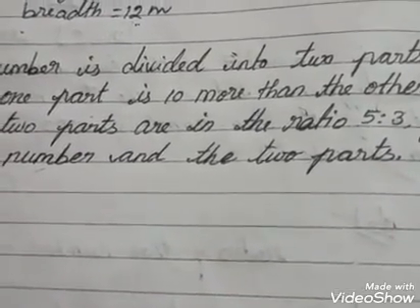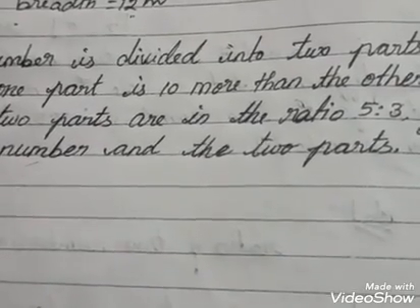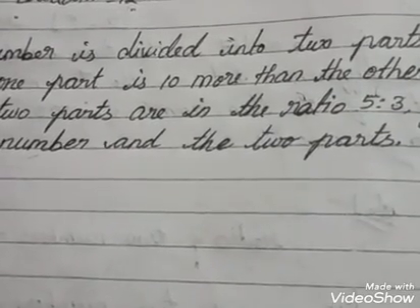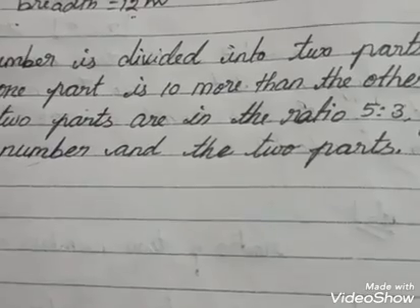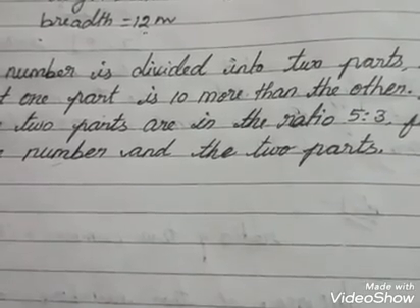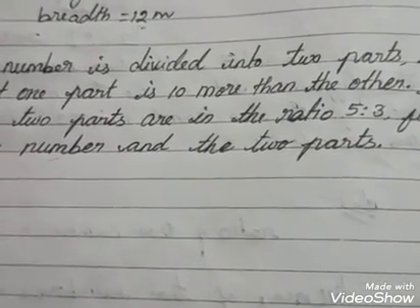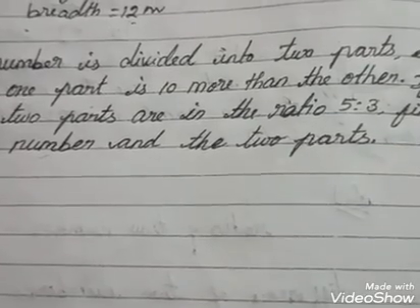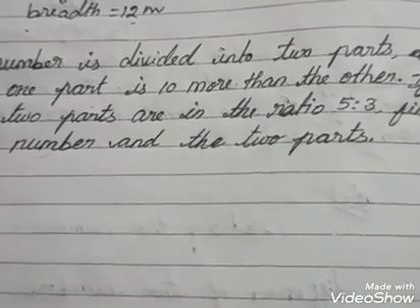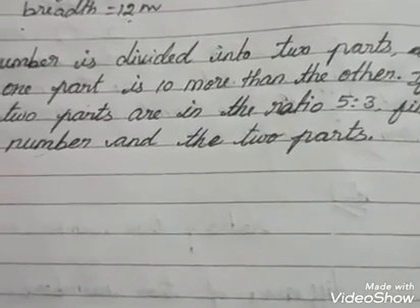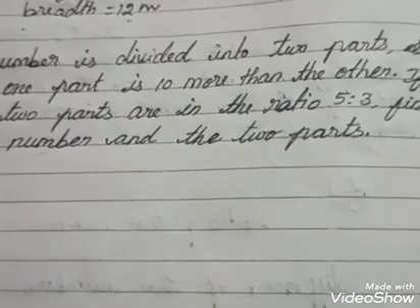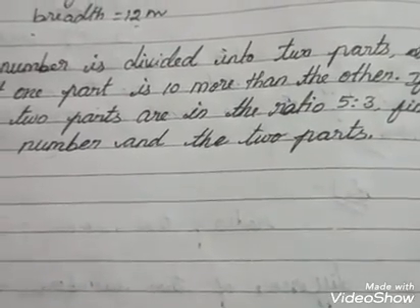For example, A, B are the two numbers, and 5:3 is the ratio of A and B. For example, A:B is equal to 5:3. In this condition, a number is divided into two parts such that one of the parts is 10 more than the other. So we don't know the parts. So let one of the parts of the number be x, and the other part, 10 more than that, should be x plus 10. And what is the ratio? It should be 5:3. So x plus 10 is to x is equal to 5:3.